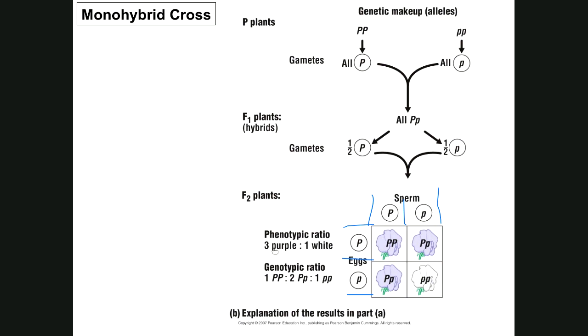Of those 3 purple-producing F2 offspring, only one out of the 3 is homozygous dominant. On average, 2 out of those 3 are heterozygous dominant. And then for that 1 on the phenotypic ratio, that 1 recessive, in this case for white flower color, they should always be homozygous recessive. The only way we'll see the recessive phenotype is if the organism is homozygous recessive. It has inherited a recessive allele from both parents.